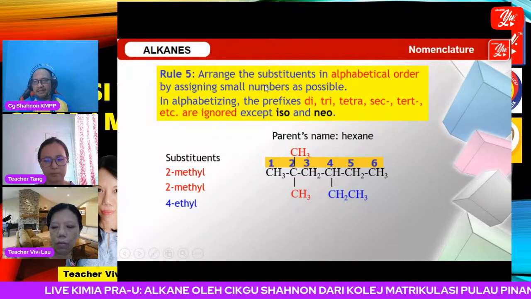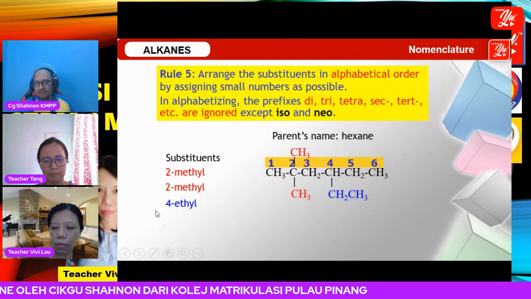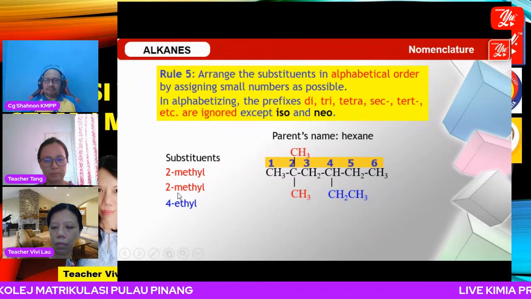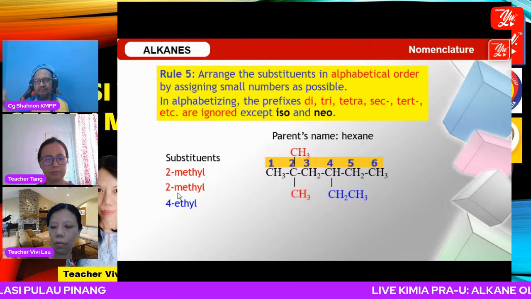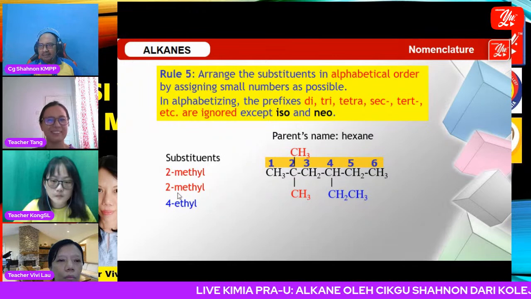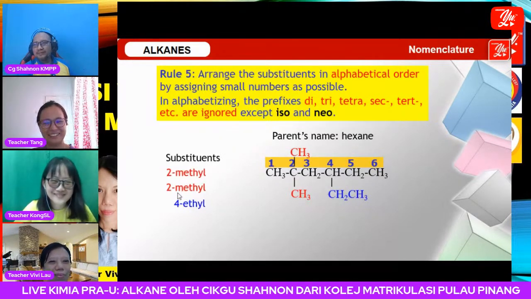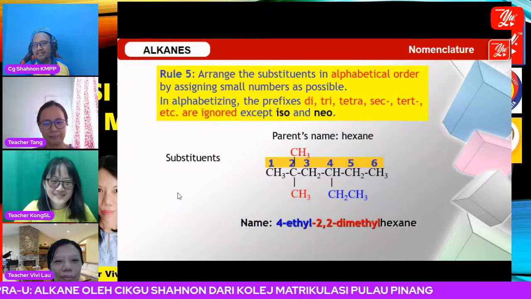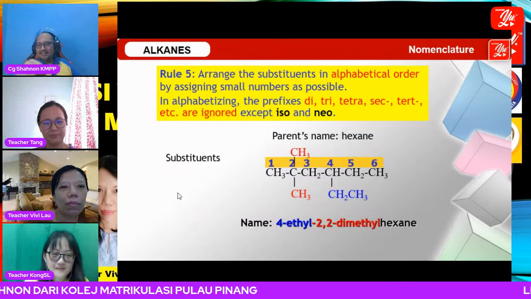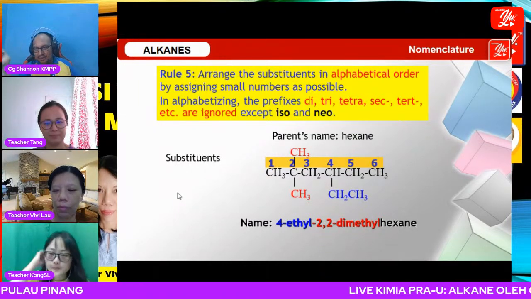Remember to arrange the substituents in alphabetical order. We have E and M: E, M. A B C D E F G H I J K L M N O P. E is first. So the name is 4-ethyl-2,2-dimethylhexane, with 4-ethyl first according to alphabetical order.